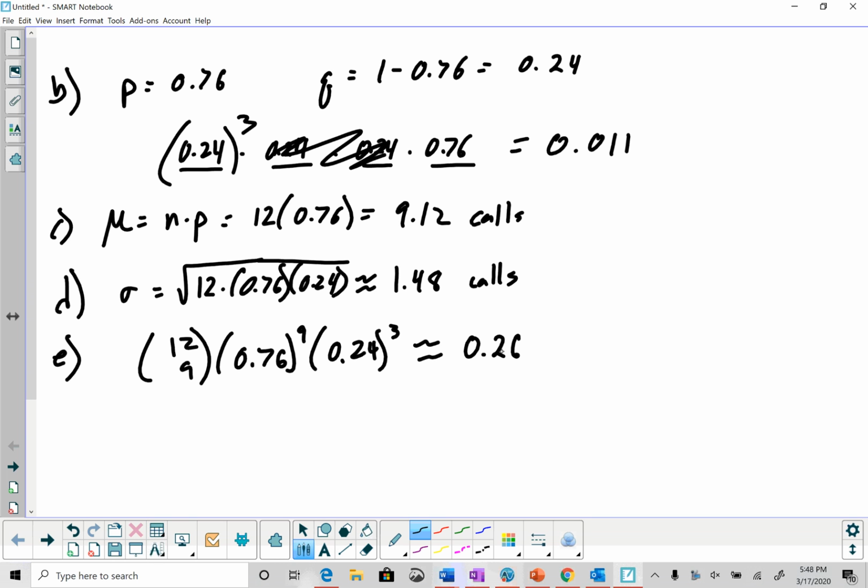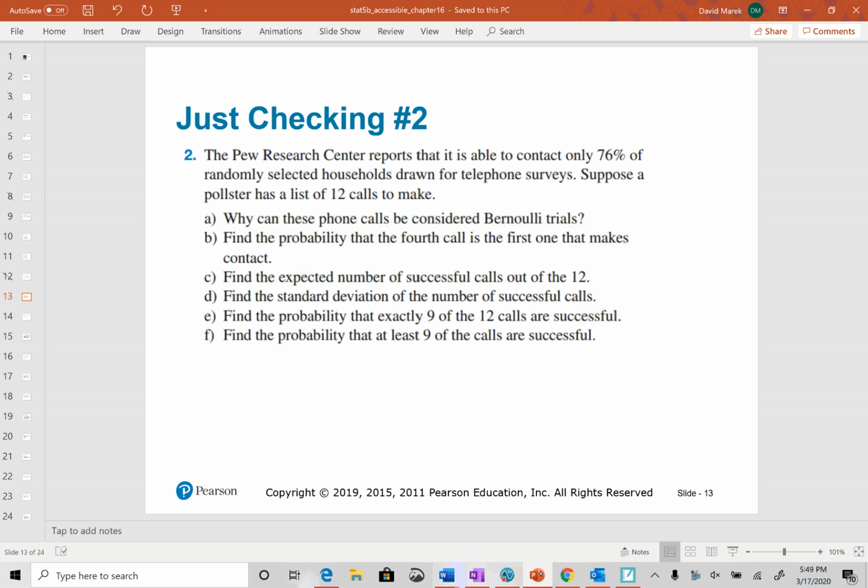So that's interesting. Just a little bit more than 1/4 of the time, we can expect 9 out of the 12 calls to actually connect to somebody. Okay. Now for part F, notice how the verbiage changes so subtly, yet so importantly. Find the probability that at least 9 of the calls are successful.